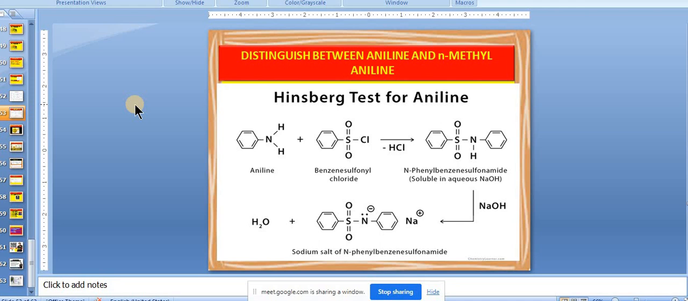Now the question is: distinguish between aniline and N-methyl aniline. So you know aniline is treated as a 1 degree amine, so it can give the reaction. So it is soluble in aqueous NaOH. So this way we can write the reaction, that will be sufficient. If you are not writing the second step, then also it will be fine, no problem. They will give the marks.